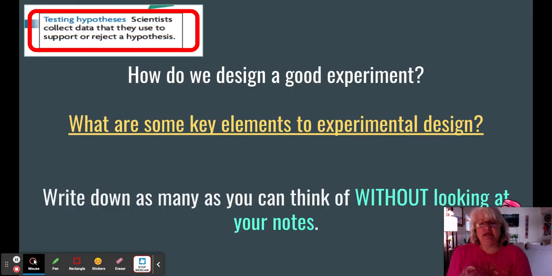There are some key elements to a good experiment. Before you go on, take a minute, and in your notebook or with the Edpuzzle, go ahead and write down as many things as you can think of.